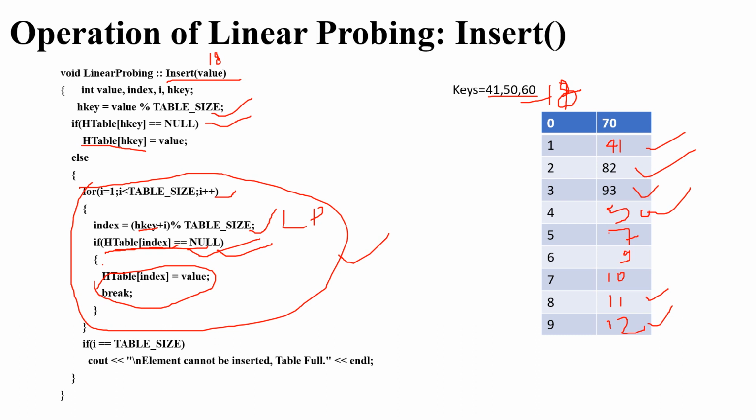Then you come here and check whether I value is equal to table size. Table size is what? 10. Is I equal to 10? Yes, I equals 10. Then you can say that my table is full. I am unable to store the 18 value because my table is completely full. So this is all about the insertion method.